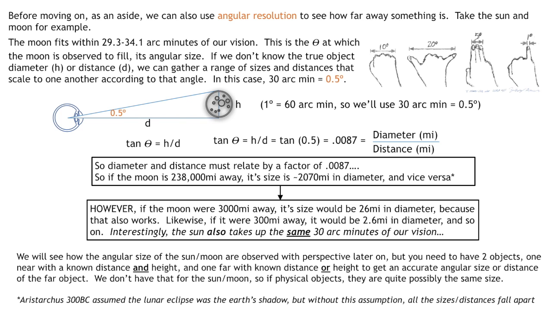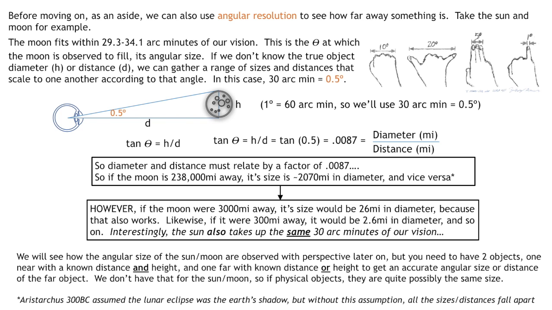So in this case, 30 arc minutes is 0.5 degrees. We can plug it into our formula here, and we can see that the ratio of height to distance must be 0.0087. So the diameter of the object must equal the distance by a ratio of 0.0087.